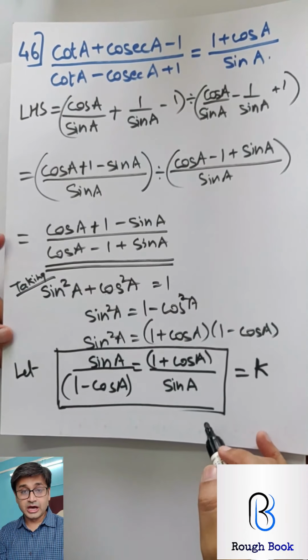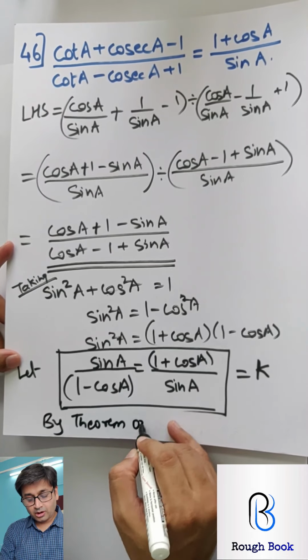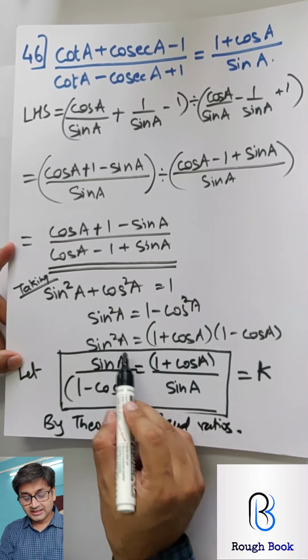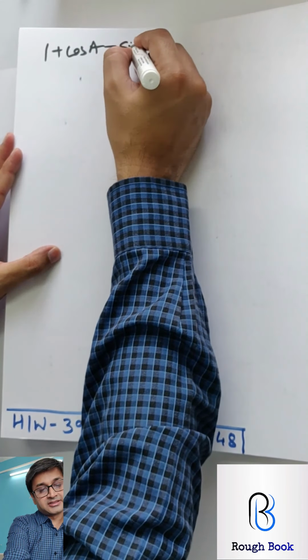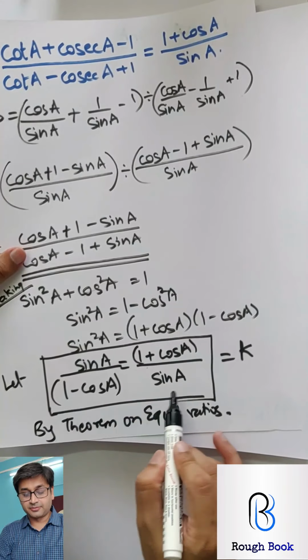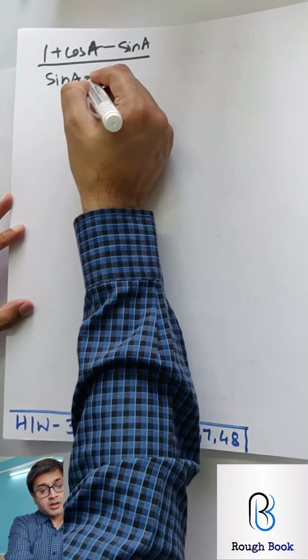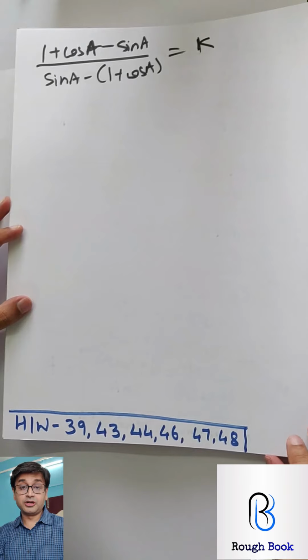So what you are supposed to do now is, by theorem on equal ratios, we are going to take this and subtract this. So 1 plus cos A minus sin A. So I am taking the next page. 1 plus cos A minus sin A. So I have taken the numerators and subtracted it. Likewise, I am taking the denominators and subtracting it. First this one. So sin A minus 1 plus cos A is equal to k. That is theorem on equal ratios.